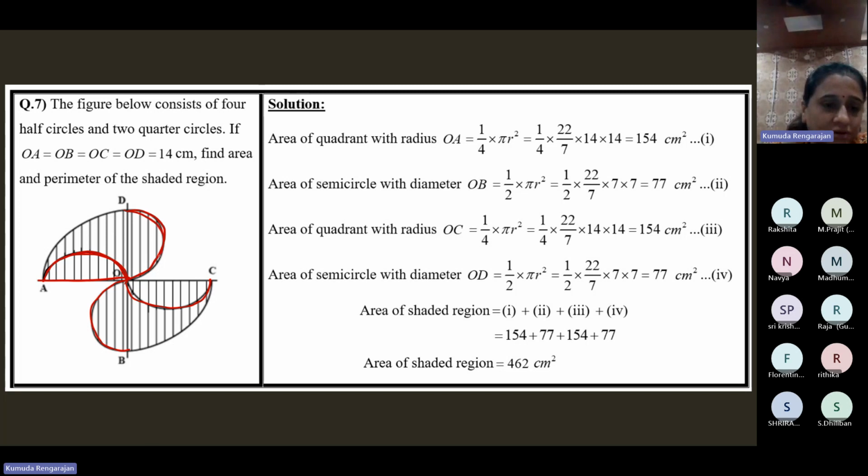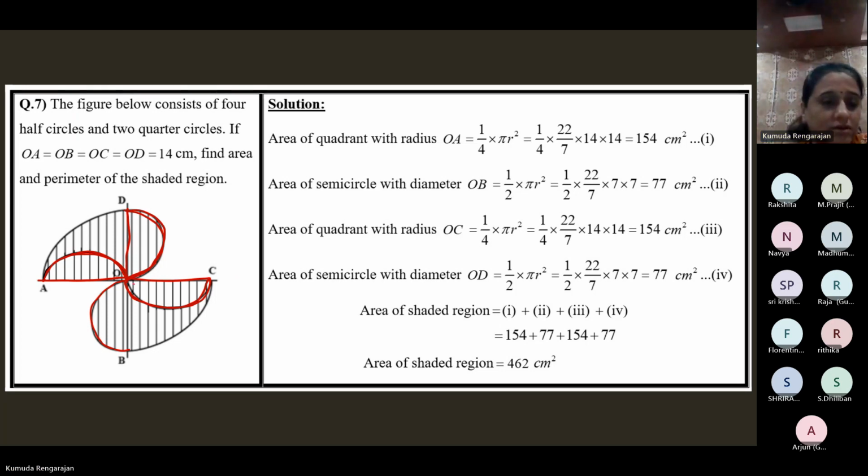This one is a semicircle. OD diameter. This one is a semicircle. So OC diameter. This one is a semicircle. So OB diameter. Now 2 quarter circles. This one. So OA and OD are the radii attached to the quadrant.